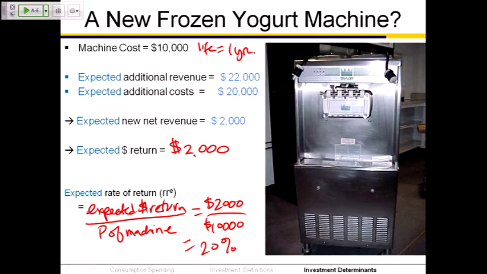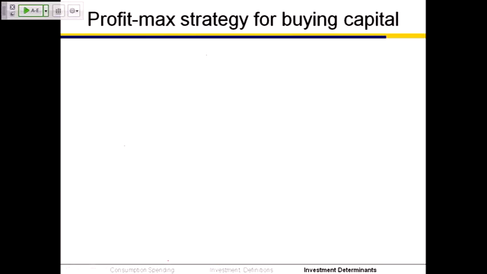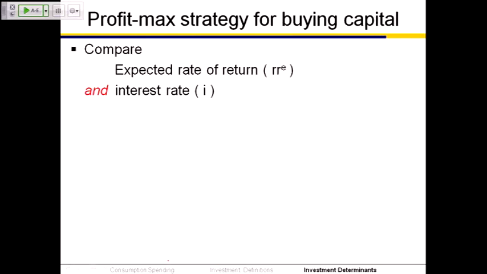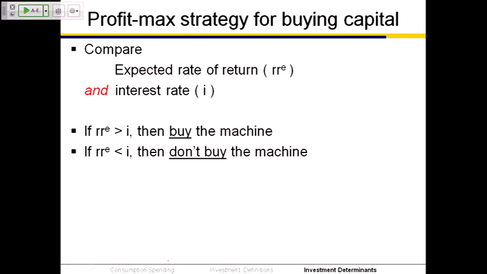The profit-maximizing business owner is going to compare this expected rate of return, 20% in this example, with interest rates. If the expected rate of return is greater than the interest rate, then it's profitable to buy the machine. If the expected rate of return of 20% is greater than the interest rate to get the money, you're going to make profit by buying and using the machine, so buy the machine. If the expected rate of return is less than the interest rate, then don't buy the machine. It's not profitable. You're going to lose profit by buying this machine if the expected rate of return is less than the interest rate.